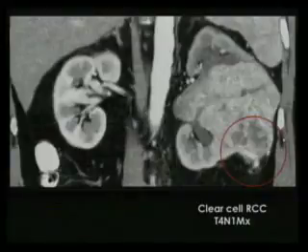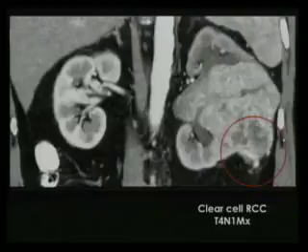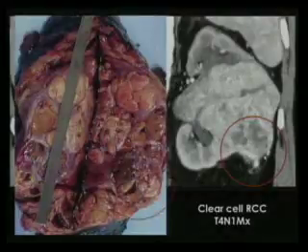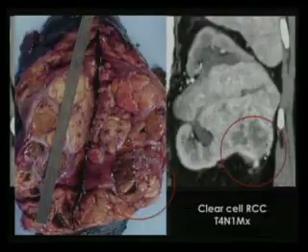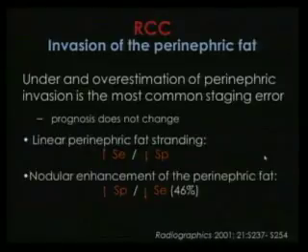This is the same patient, coronal reconstruction, affecting the perirenal fascia, and this is the surgical specimen. I said that when we have perinephric involvement, it is T3.